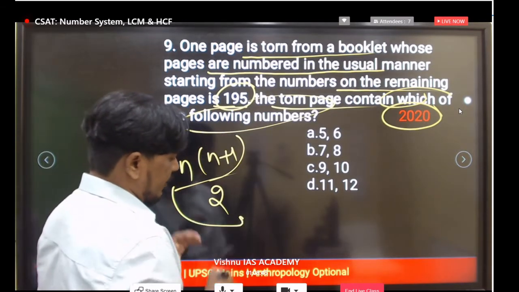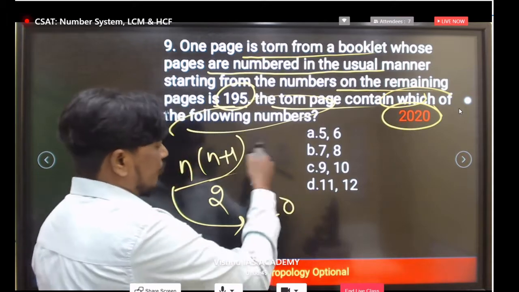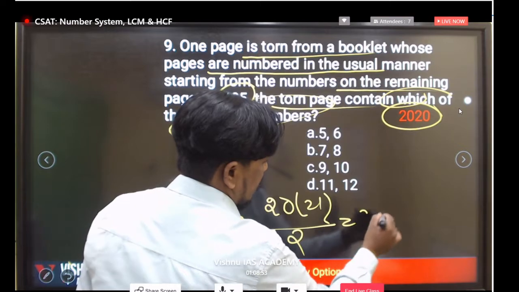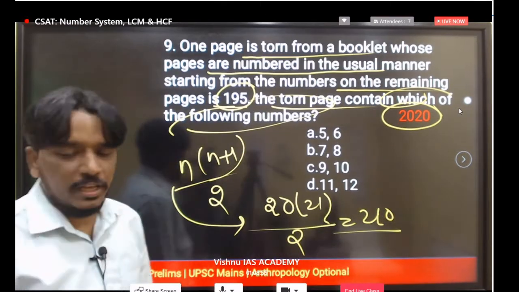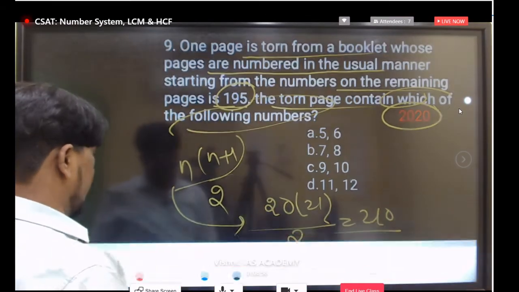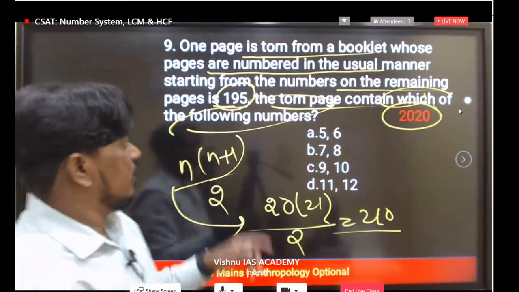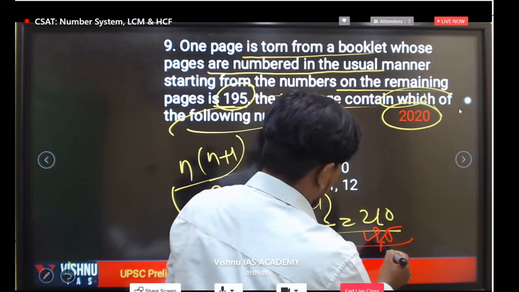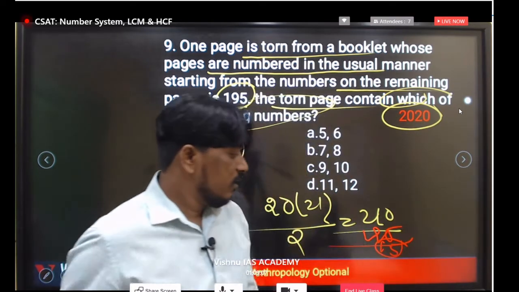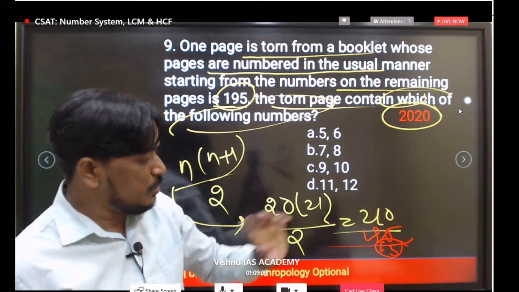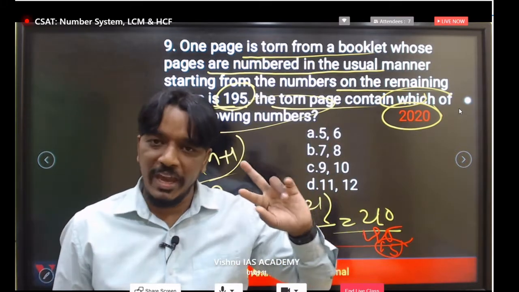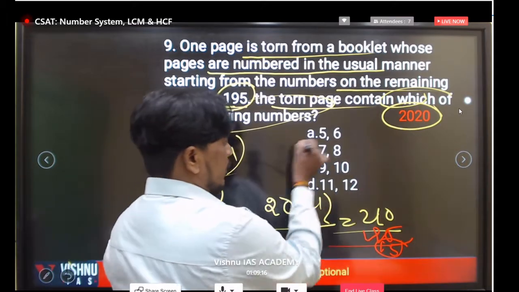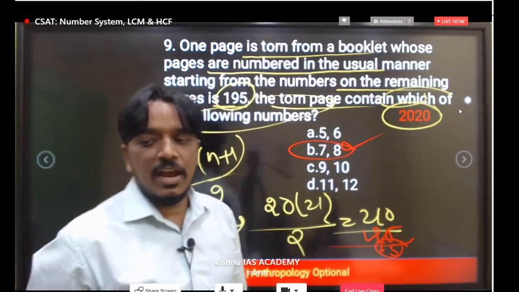You take for example 20. 20 into 20 plus 1, 21, divided by 2. How much will you get? 210. Okay? So 210 is near to 195, and in this 210, if you subtract 195, what are you getting? You will get 15. So in which option the addition of the 2 page numbers is 15, that is what you have to check. Only in option B we are getting 7 and 8.